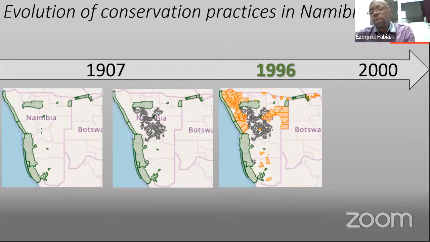Then we have the second phase, which is just post-independence, whereby Namibia changes the legislation and devolves the right of use and of benefiting from natural resources to the communities. So now here with a particular focus on communal land, and this then led to the formation and the emergence of communal conservancies.